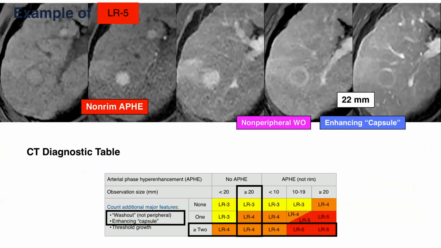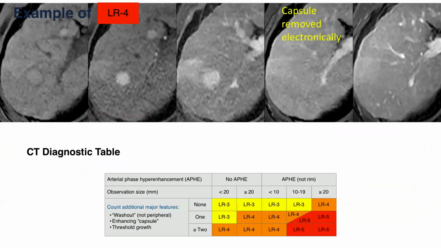So I'm going to do something now that I recommend you never ever do without telling people you're doing it, but I am now going to electronically remove that capsule. And when I electronically remove the capsule, see, I'm telling you I'm doing it. So if you tell people you're doing it, it's not cheating. So I remove the capsule electronically, and you see how that nodule is gone? So it didn't wash out. It was the optical illusion of washout caused by the presence of a capsule.